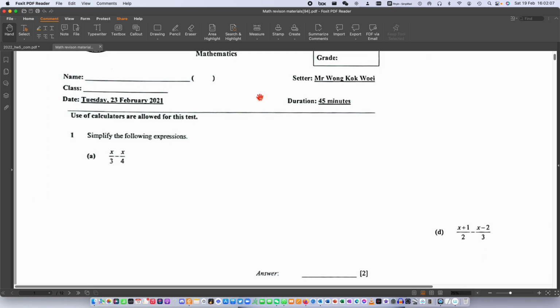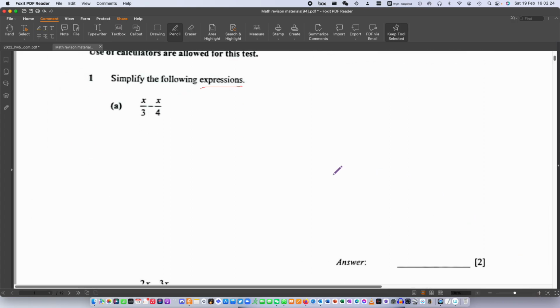First question first. Is this an expression or equation? You don't have to look at your notes, you can close it. So is this an expression or equation? Why do you need to care whether it's an expression or equation?